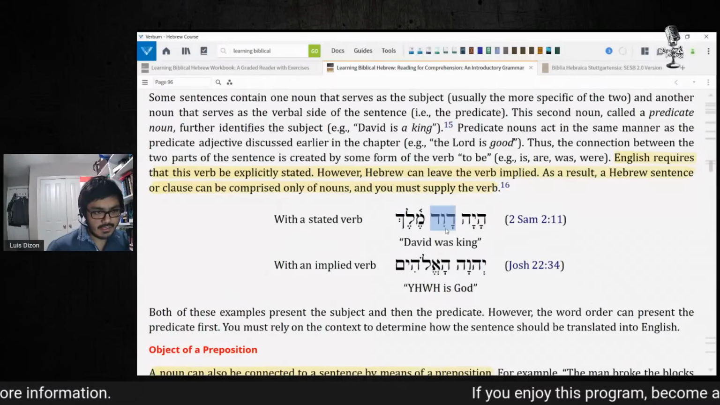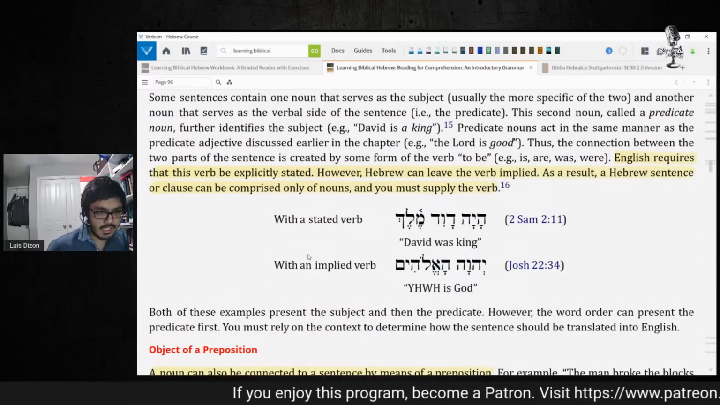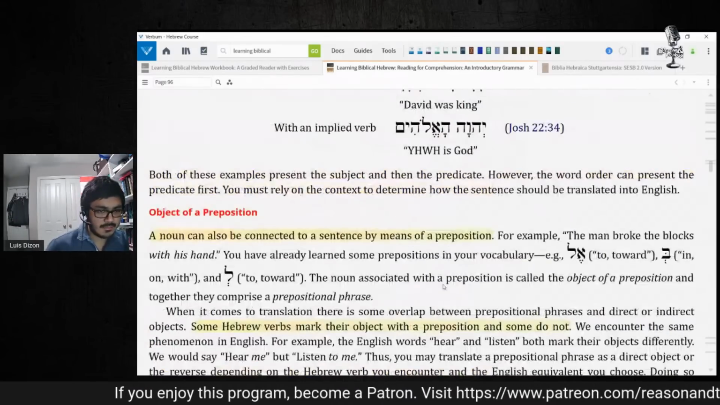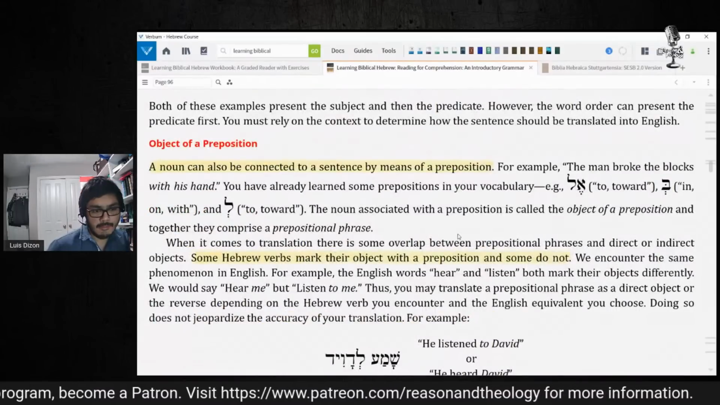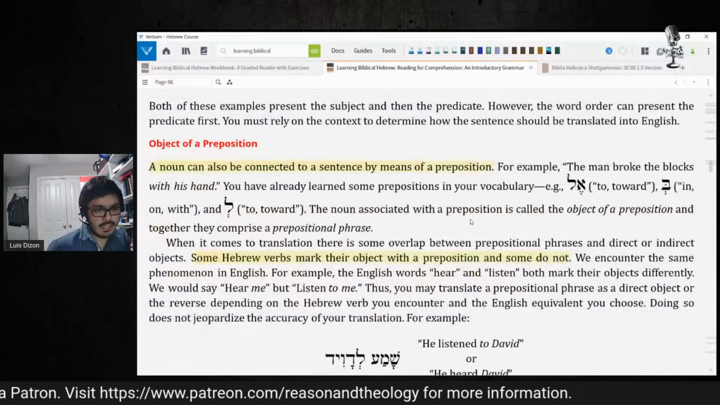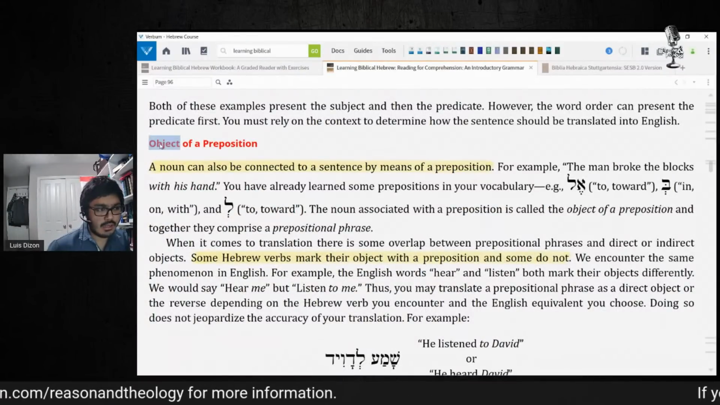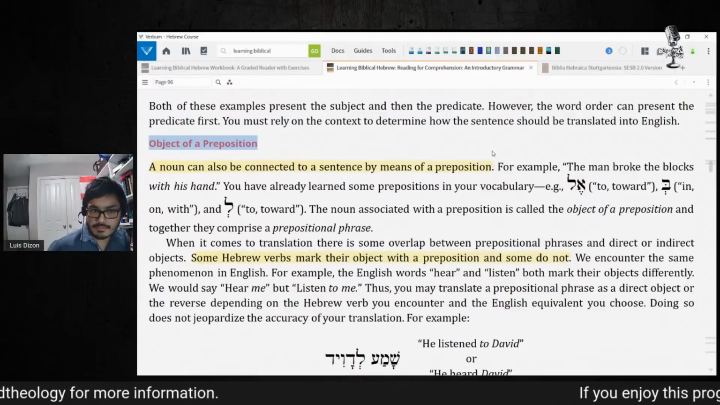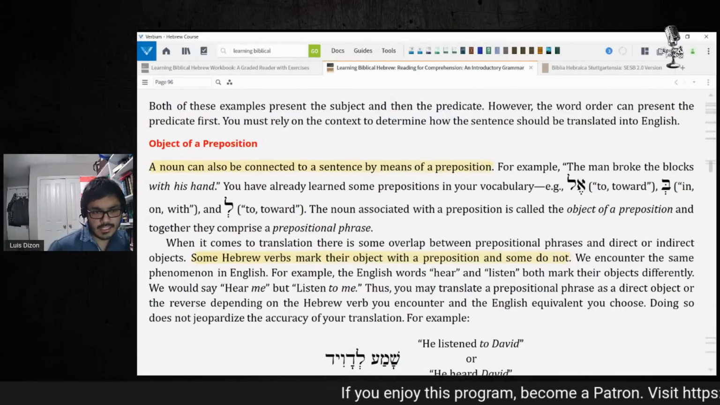So it's the same thing. David is also the king, the Lord is also God, but it's further specifying the nature of that subject. It is not an object in the classic sense. Speaking of objects, you should also note that there is some such thing as the object of a preposition. In English, we call this the indirect object.